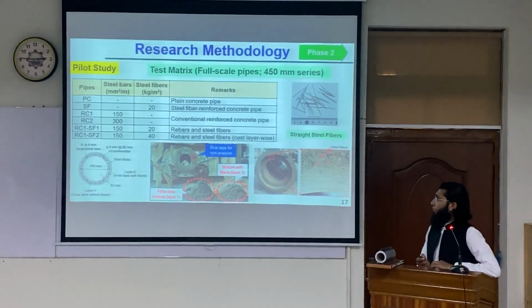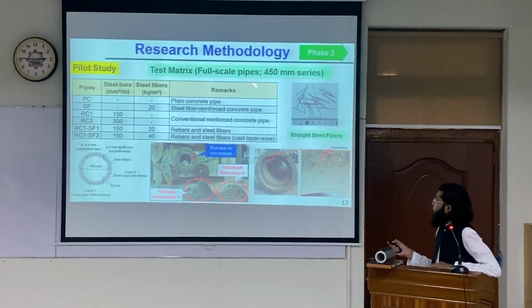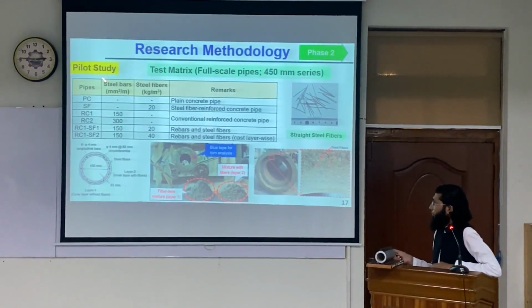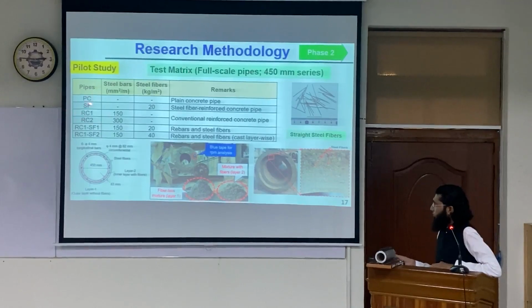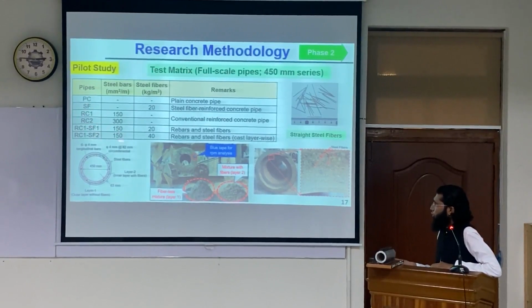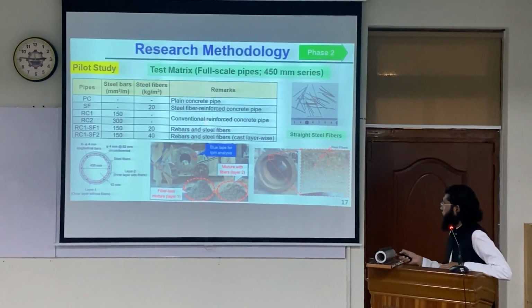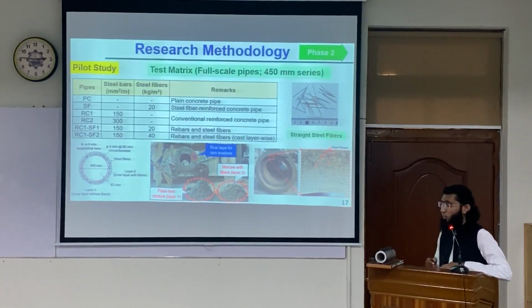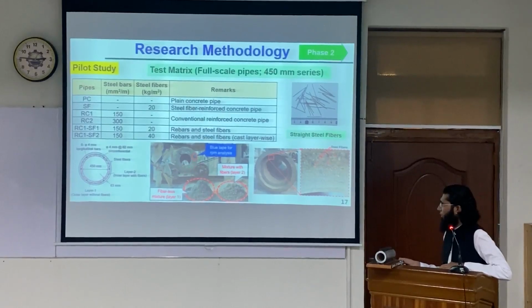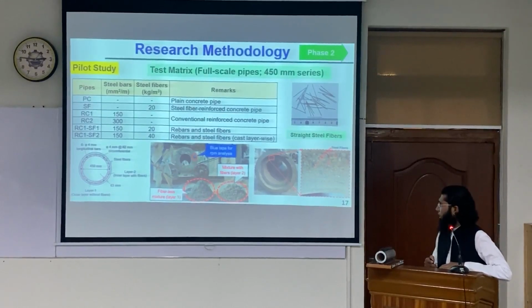This is the test matrix for a pilot study on full-scale 450 millimeter diameter pipes: various types of fibers with plain concrete, steel fiber, 2 conventional reinforced concrete pipes, and 2 pipes that have the conventional reinforcement as well as steel fibers. The straight steel fibers were used in these, and this last pipe was cast in layers because segregation of steel fibers was observed when the casting was done for the above pipes. So an attempt was made to control that problem, but anyways, I'll discuss the results in the relevant section.